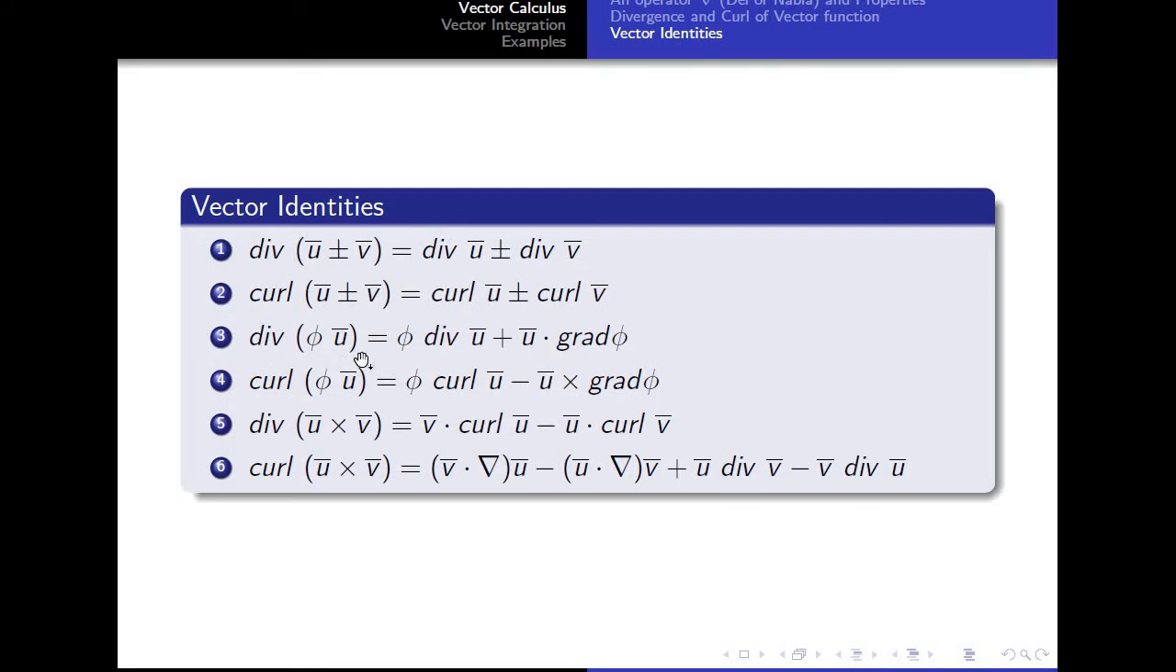The divergence of phi into u bar is equal to phi into the divergence of u bar plus u bar dot grad phi, and the curl of phi into u bar is equal to phi into the curl of u bar minus u bar cross grad phi. In some books, this identity is written as grad phi cross u bar with a plus sign. Since a bar cross b bar is equal to minus b bar cross a bar, if you switch this, you will get the same result.